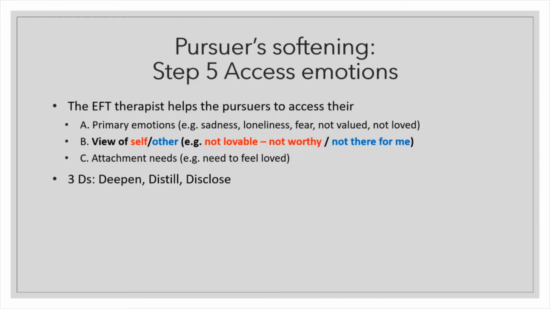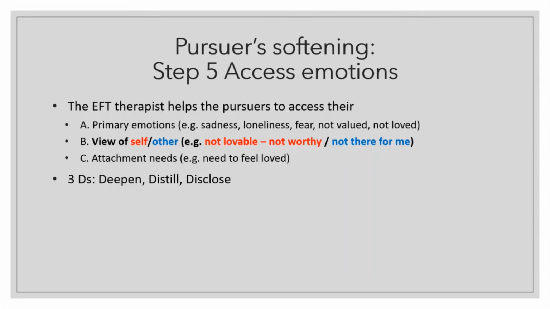So we're trying to gain access to the primary emotions, such as sadness, loneliness, fear, not being valued, not loved. Those are very typical pursuer ones, right? And I already emphasized it a lot today, the view of self and the view of others are quite important, right? In step 5, that's true for withdrawers and pursuers, but the example I'm giving here is more for pursuers. The view of self is about not feeling lovable, not feeling worthy. You saw that in Grace, and you saw that in Shelley. It's pretty common, right? And the view of other is that that person is not going to be there for me. I mean, Shelley sort of said that, right? Bill's not going to do that. That's how her view of Bill is.